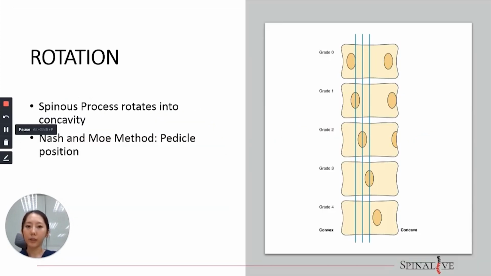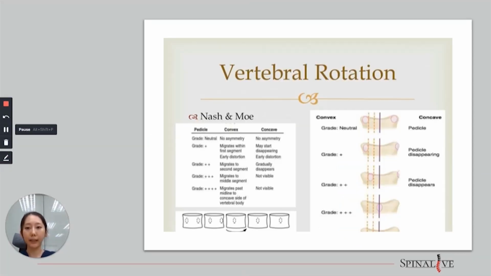Okay, so rotation. Spinous rotation is where the spinous process rotates into the concavity. So usually we do follow the Nash and Moe method, where you see on the left side here would be the convex side, where you can look at both pedicles being next to each other. So the concave side would be on this side. As the grading goes on, you will see that the pedicle on the concave side starts to disappear. This one also tells us the prognosis and how severe the scoliosis is, besides looking at the Cobb angle.